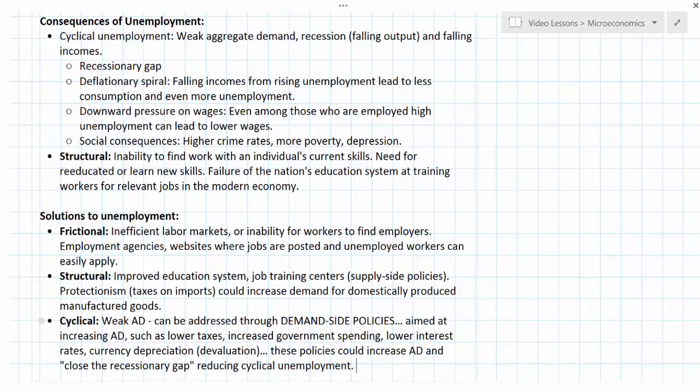The solutions range from increasing the efficiency of labor markets, making it easier for job seekers to find employers, to, for structural unemployment, improving the education system and providing more job training opportunities. These are called supply side policies, or using protectionism to reduce the demand for imports and make sure that consumption of domestically produced goods is higher to protect jobs in manufacturing industries. Finally, cyclical unemployment arising from weak aggregate demand can be addressed through demand side policies. These are things such as tax cuts, increased government spending, lower interest rates, weakening the currency, anything to increase the components of aggregate demand: consumption, investment, government spending, and net exports.